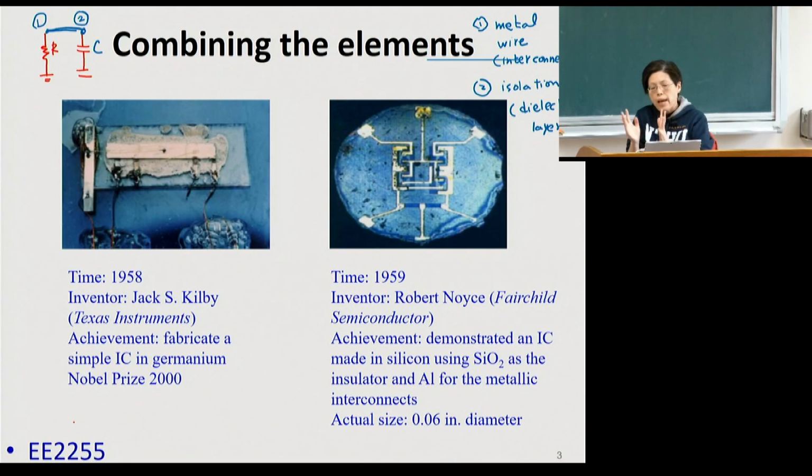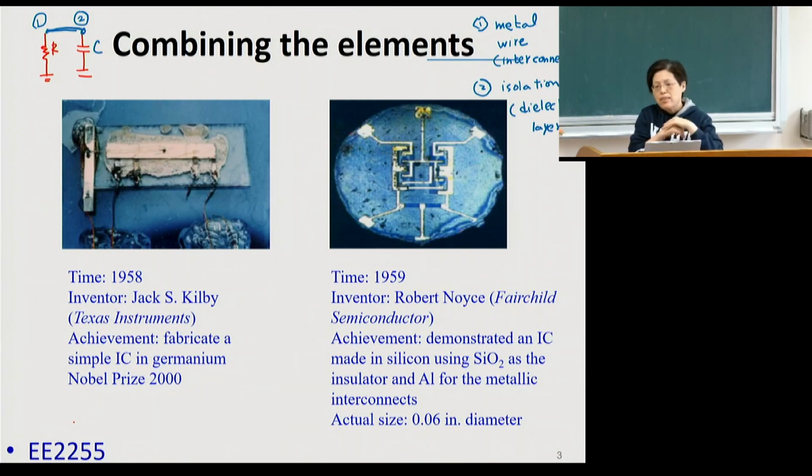And both of them were invented in a very close time frame. One is Jack Kilby, who made the integrated circuit, and the other is Robert Noyce. They're considered the inventors of integrated circuits. But I believe Jack Kilby won the Nobel Prize.